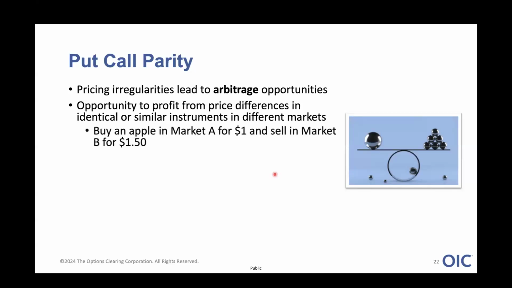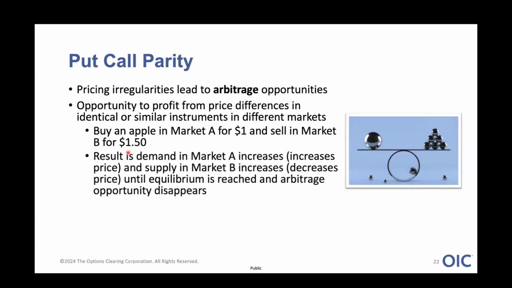Kind of like this very basic example, let's just say we have two markets, market A and market B. Market A is selling apples for $1 a piece, and market B across the street is selling apples for $1.50. Well, if apples were completely fungible and you can buy and sell them at will, what's going to happen? People would naturally buy apples in market A for $1 and sell apples in market B, netting a 50-cent profit. That's an arbitrage, basically profiting from price differences in identical or similar markets in different marketplaces.